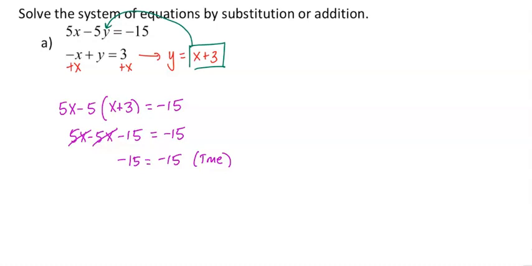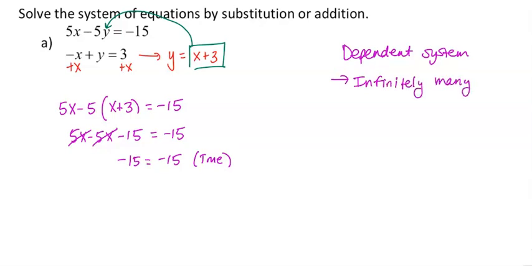So this type of system with infinitely many solutions is called a dependent system. So it has infinitely many solutions. So what's really happening graphically is if we were to graph each of these equations, they're both describing exactly the same line. If we solve both of them for y, they're both going to be the equation y equals x plus 3. So our solutions are infinitely many solutions.